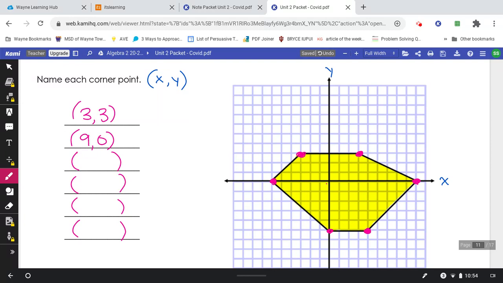All right, so this one down here at the bottom right is 4, -5. Then I have 0, -5, -6, 0, and -3, 3.